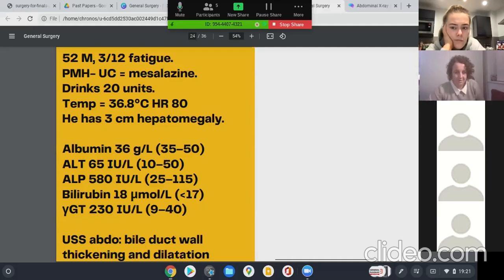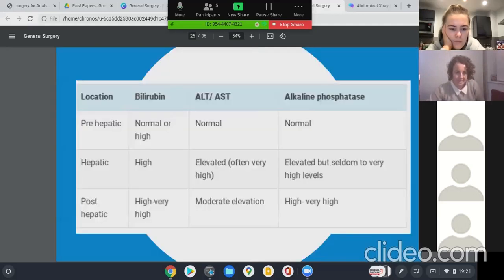So just as a revision about LFTs, this is in the context of jaundice, whether it's pre-hepatic, hepatic or post-hepatic, but I just want you to look at the bloods. I remember that ALT is hepatic, has a T in it. So if that's really high, it's something to do with the hepatocyte in general, whereas ALP is more to do with a cholestatic picture, so something after the liver itself.